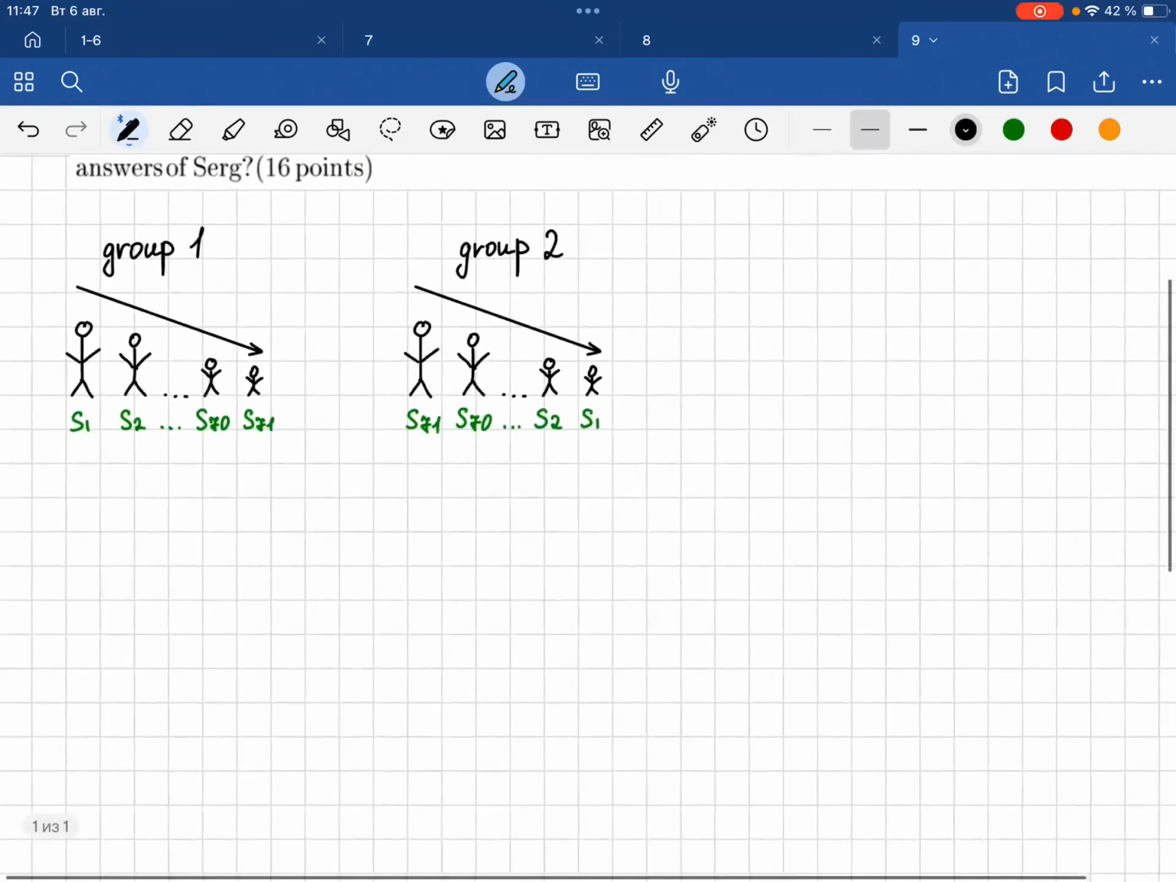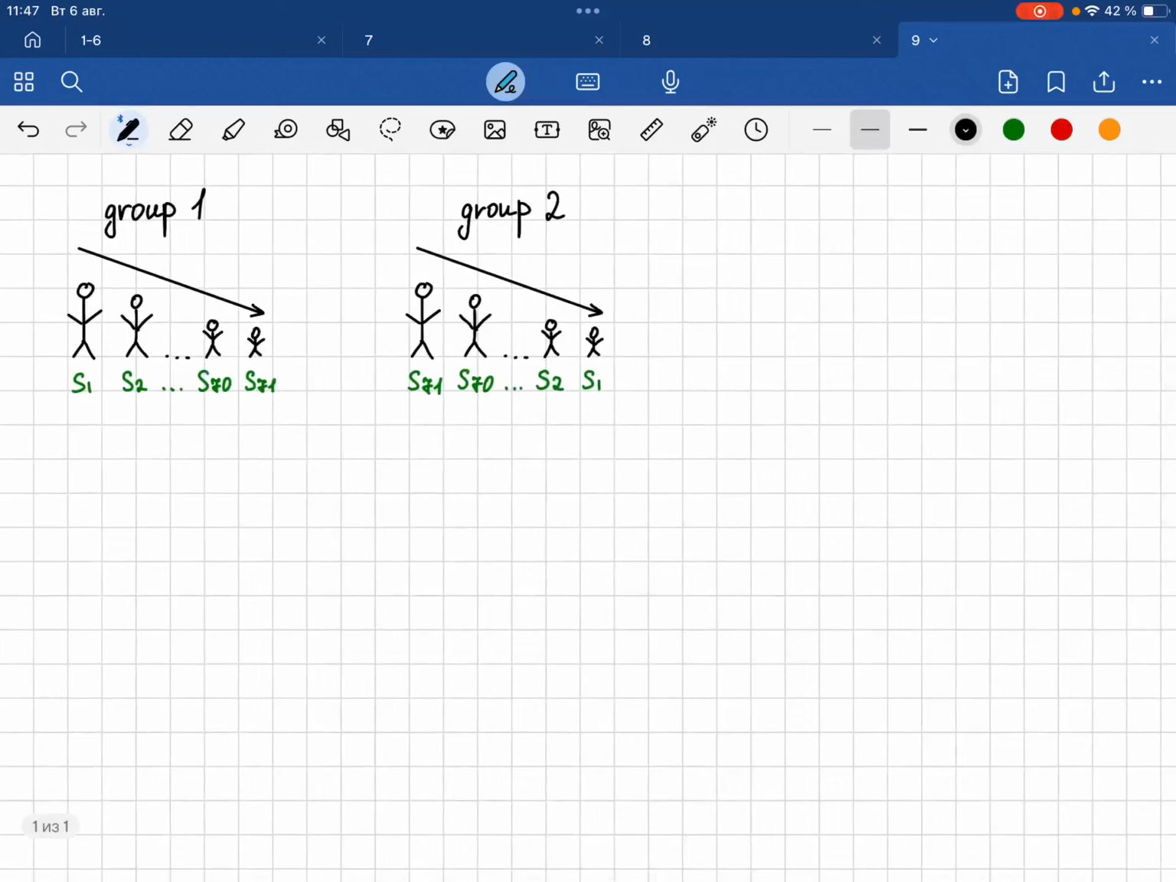Imagine that we have 2 groups. Group number 1 and group number 2, which are absolutely the same in terms of height of students. The students here are arranged in decreasing order of their height, and the only difference between these 2 groups is the names of the students. For example, in the first group, the tallest student's name is S1, and in the second group, the name of the tallest student is S71. So, the order of the names is just reversed.